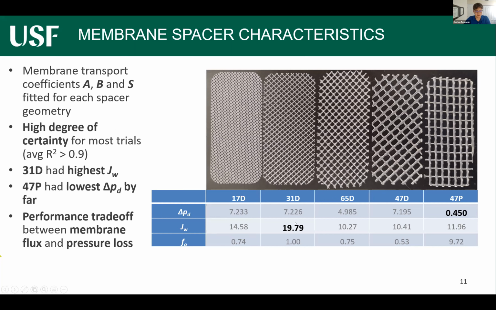In terms of the individual performance across the different spacers, we found that the 31D had the highest JW, or the highest water flux, at about 19.79 liters per meter squared hour. And the 47P had the lowest pressure drop by far, where the rest of them had a pressure drop ranging between 7 and 5 bars, but the 47P, due to its unique parallel structure, had a pressure drop of about half a bar. And so this outlines that there's a performance trade-off between membrane flux and pressure loss, where the spacers that have a higher flux don't necessarily have the lowest pressure loss.